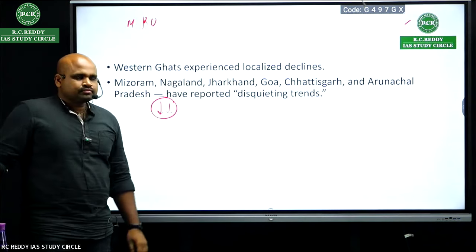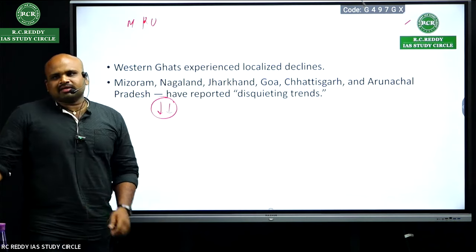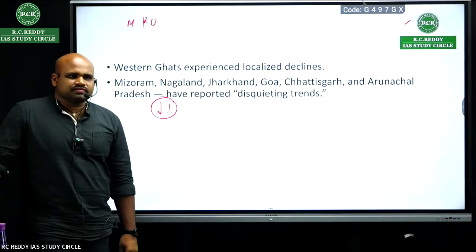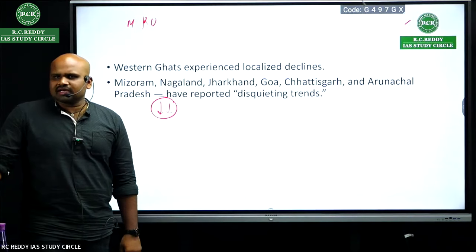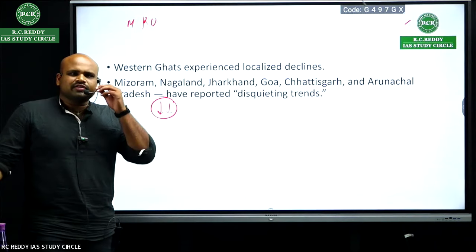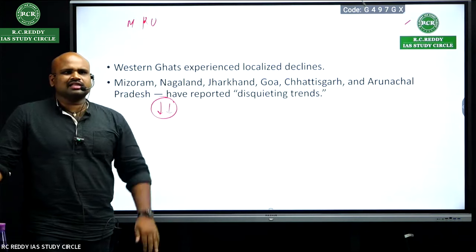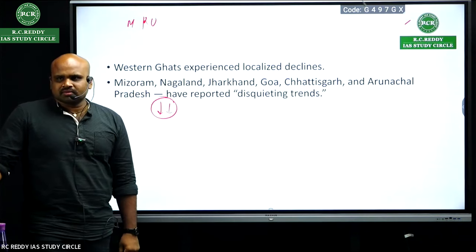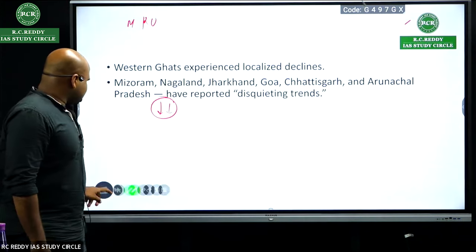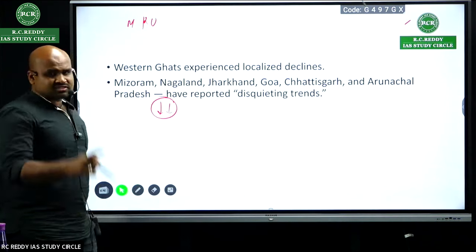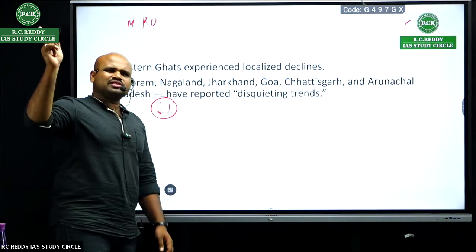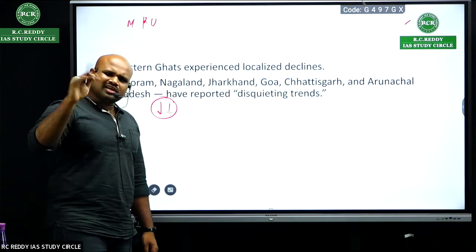No. Right? For example, Dampa Tiger Reserve. Where is Dampa Tiger Reserve? Mizoram. Right? Dampa Tiger Reserve in Mizoram. We fundamentally find that there is a decline in the tiger population. Please remember this. That is one small thing that you'll have to understand in the context of the tiger census. In the group, there is already a document which is shared on tiger census. Go and refer to it once.